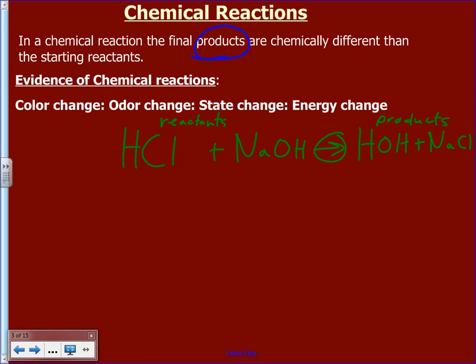Do I have the same amount of everything on both sides of the arrow? Yes. I've got 1 hydrogen and 1 hydroxide, and there's 1 of each over here. 1 sodium, 1 sodium, 1 chlorine, 1 chlorine. That equation is also balanced.